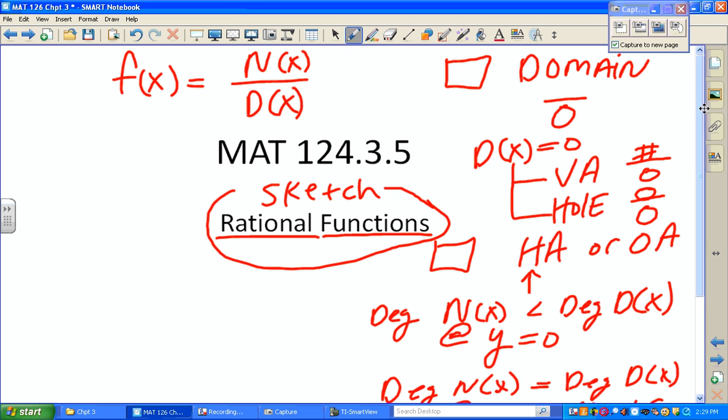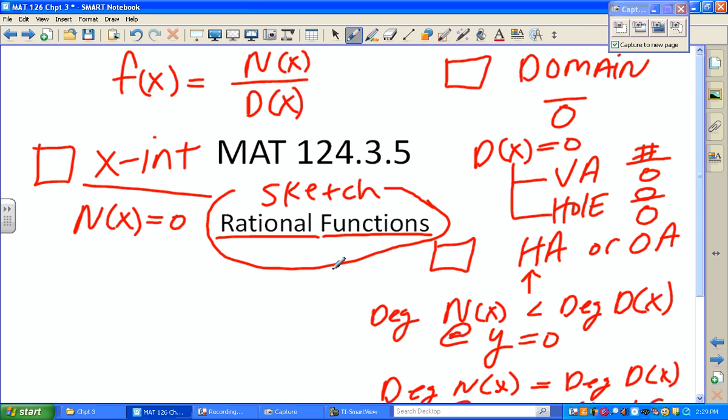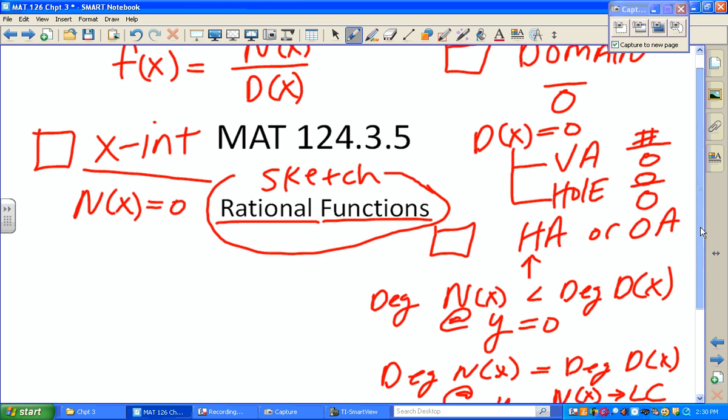What else can you do? The other thing on your checklist is the x-intercept. How do you tell where the x-intercept is? Right, where it crosses the graph, where the numerator equals 0. Use the denominator for the domain, the numerator for the x-intercepts. So far, so good? Must be a review for a few of you not writing things down. That's okay. I will call on you in a moment.